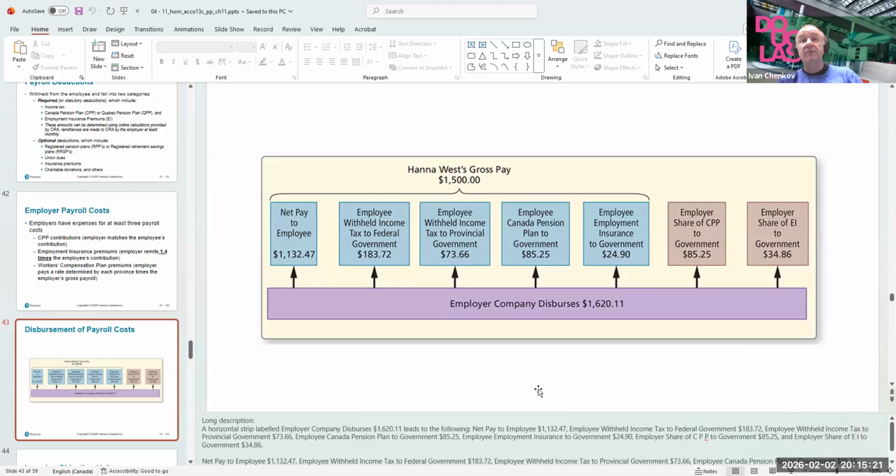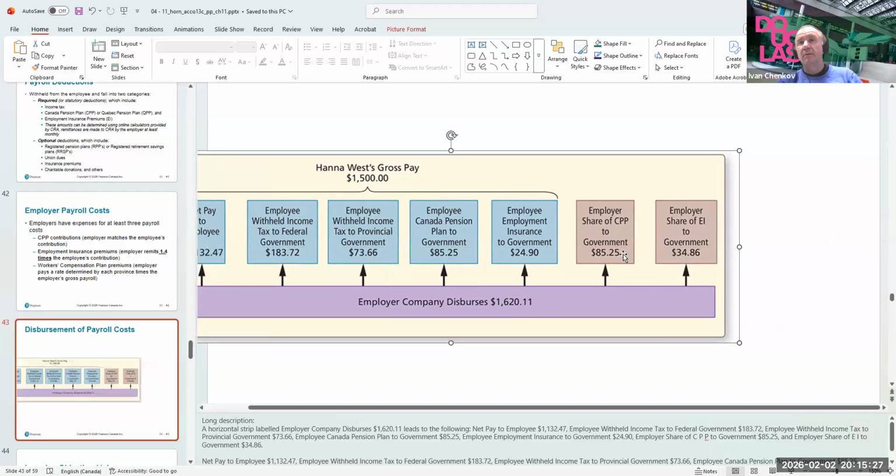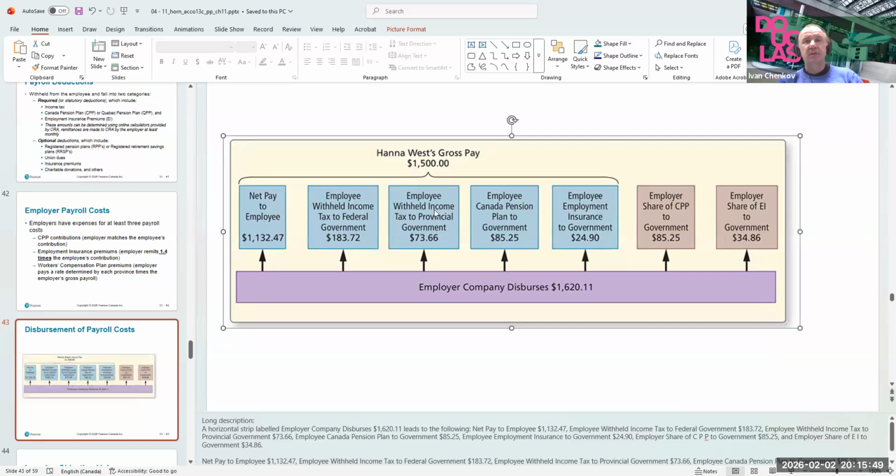Now the question is, is there anything else that the employer has to pay? Yes, there is. What is that? The employer, on top of $1,500, also has to pay Canada Pension Plan in the amount that the employee pays, door to door, plus employment insurance at the amount that the employee paid times 1.4. Now let's run the calculation. I don't know which year this is, probably 2025. But let's make this one practical and see how much the employer has to pay today in 2026.